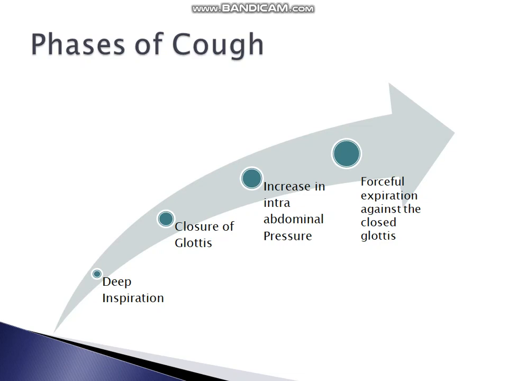The difference between cough and huff is, in the case of a cough the glottis is closed and so the increase in intra-abdominal pressure is much more as compared to a huff, whereas in huffing the glottis is open. So the phases of huffing are deep inspiration with open glottis, increase in intra-abdominal pressure, and forceful expiration against the open glottis. This is how we differentiate a cough and a huff.